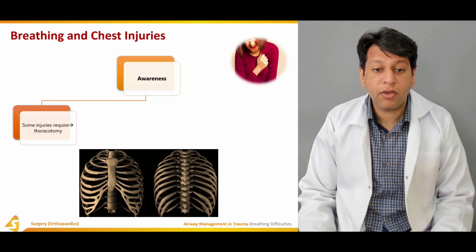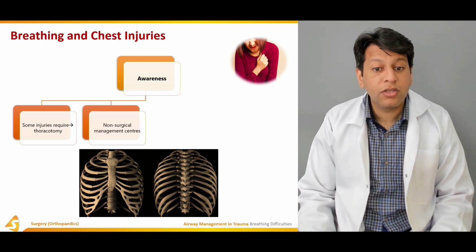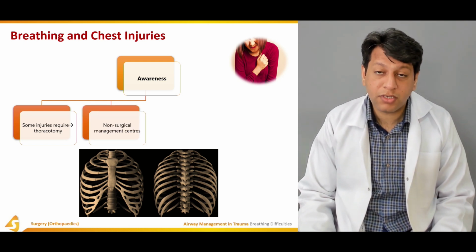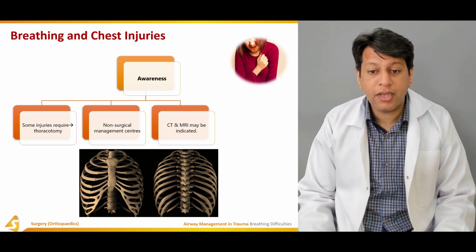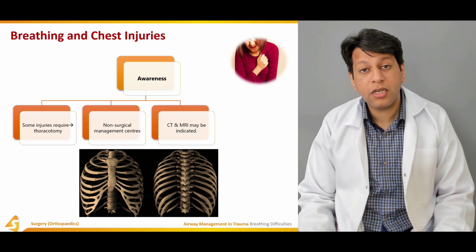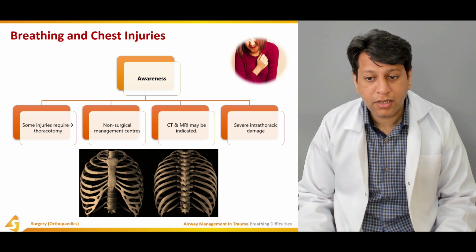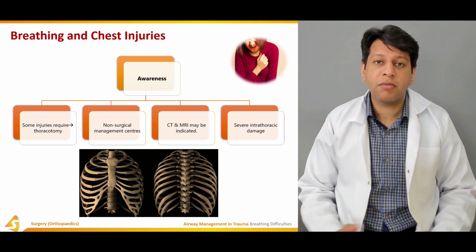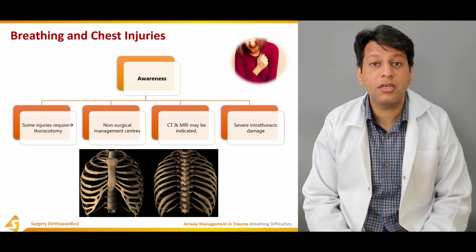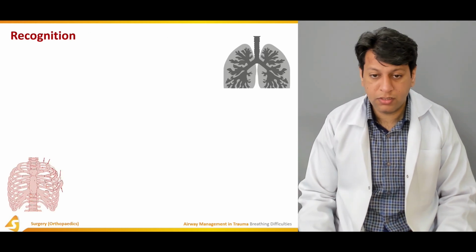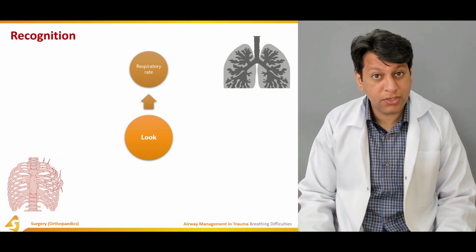That is, awareness is basically that some injuries require thoracotomy. Non-surgical management is sometimes indicated, such as passing of a simple chest tube or chest drain. And CT and MRI may be indicated, but only when the patient is stable. And sometimes severe intrathoracic damage may be so much that massive pneumothorax may ensue and the patient may need a surgical thoracotomy. So how to recognize them is to look for the respiratory rate.